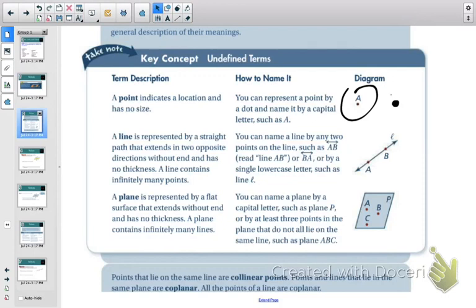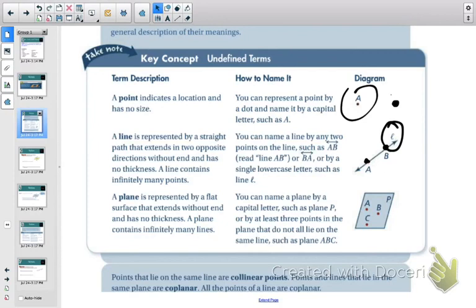A line is represented by a straight path that extends in two opposite directions without end and has no thickness. So again, it doesn't matter how thick you draw it, it's just representing a path. A line contains infinitely many points, and you can name a line by using any two points that are on that line. So in this case, we can say this is line AB, because point A is on that line and so is point B. Or BA, it doesn't matter the order. Or if it is named with a lowercase letter, we can just call it line L.